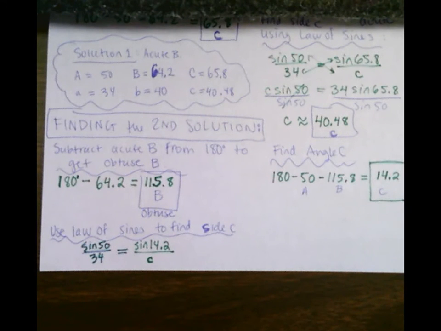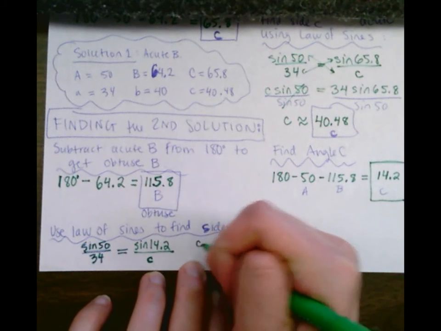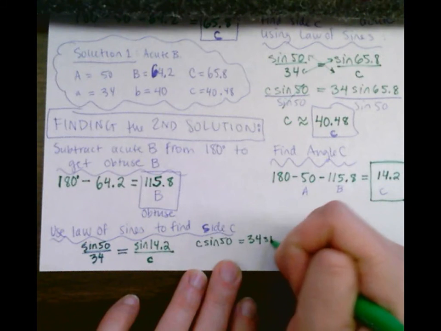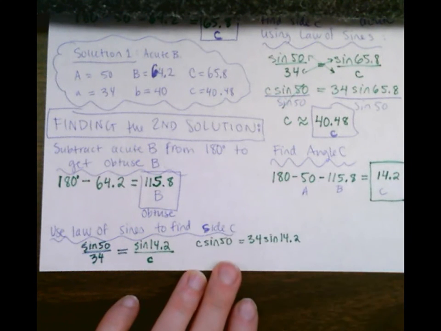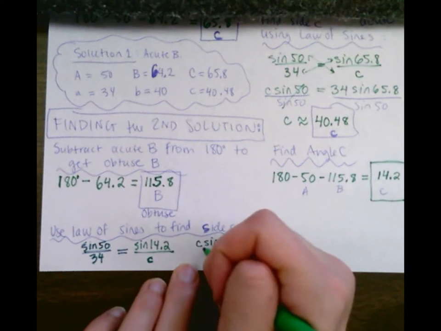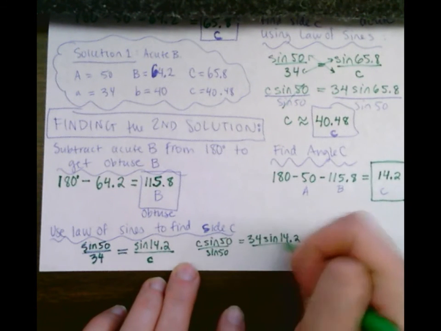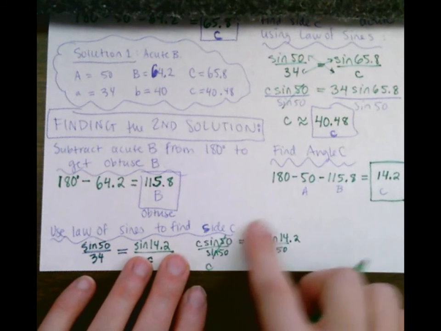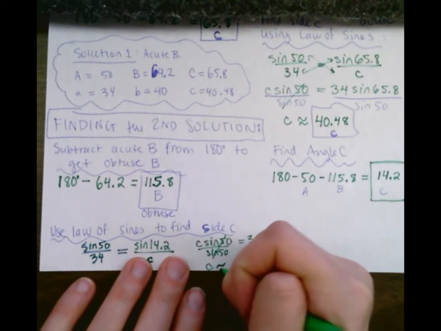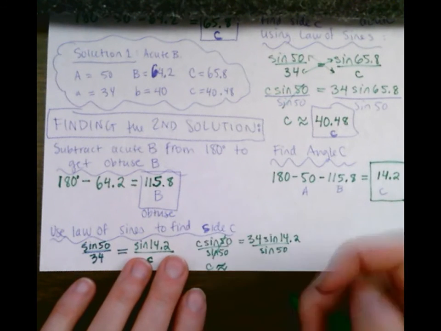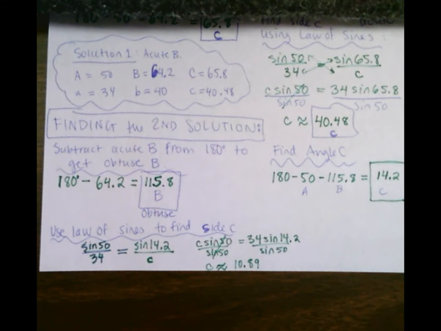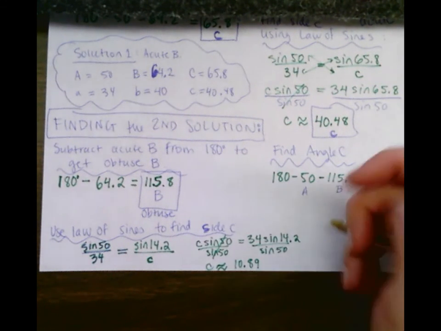So again, I'm going to solve this by cross multiplying. When I cross multiply, I get c sine 50 is equal to 34 sine 14.2. And at that point, I would divide both sides by sine of 50. I have to punch this into the calculator to get a value for c. If I put this whole thing in the calculator, I'm going to get an approximate value of c as 10.89, okay? So then putting it all together, we get our second solution set.